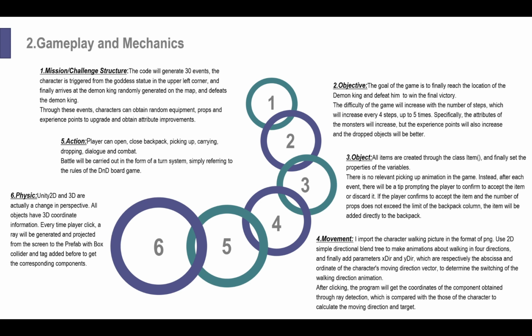The code will generate certain events, and the player will be fixed in the upper left corner, in orange. The domain key will generate randomly in any other position. When the player passes through an event, he will get equipment, props, and EXP. The player's objective is to defeat the domain key.